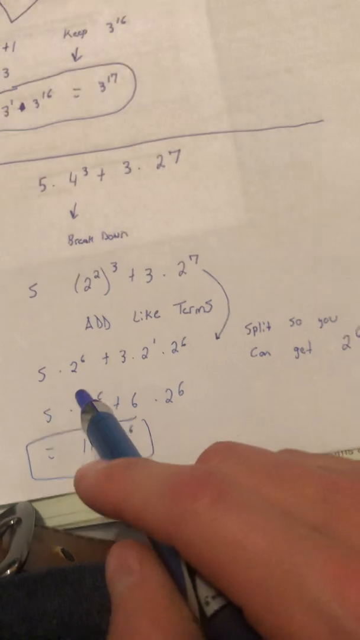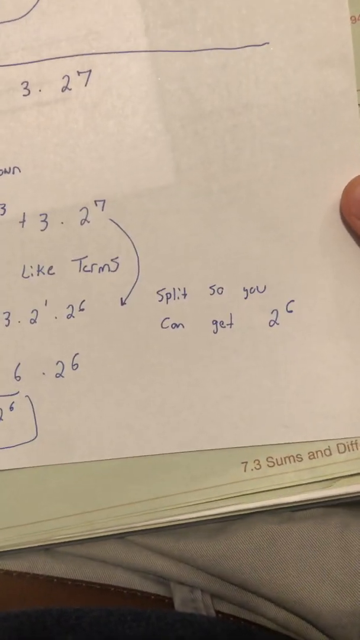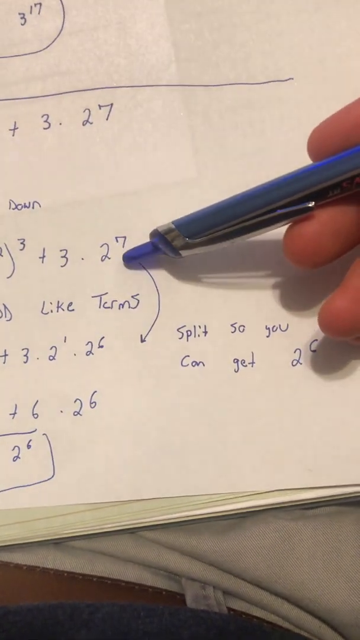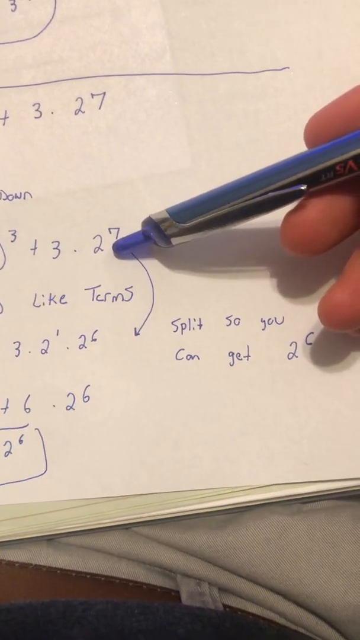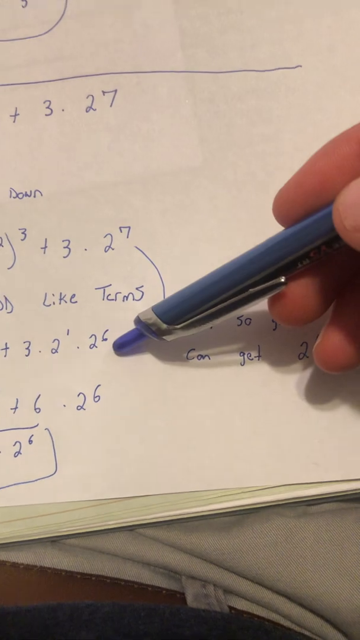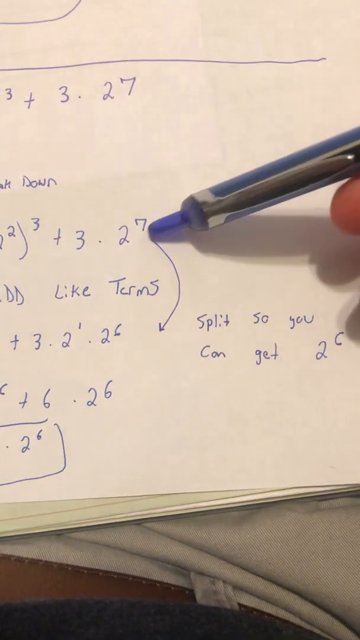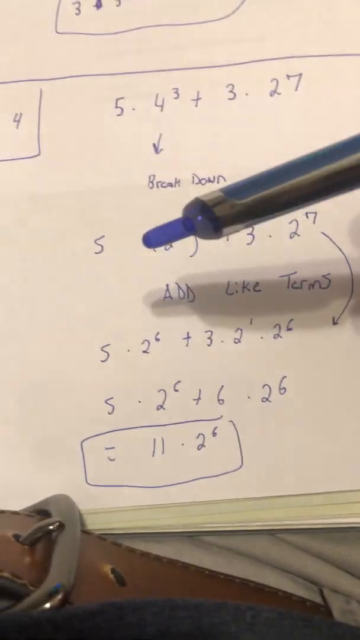All right. So after I've split, and I put over here too, just so you can see what I was talking about when I said split to get 2 to the 6th. I'm talking about this 2 to the 7th. Again, I broke it down right here: 2 to the 6th and 2 to the 1st. Because if you multiply these back together, what do you get? Your original 2 to the 7th.